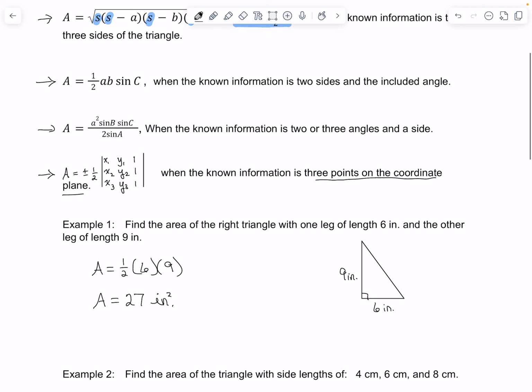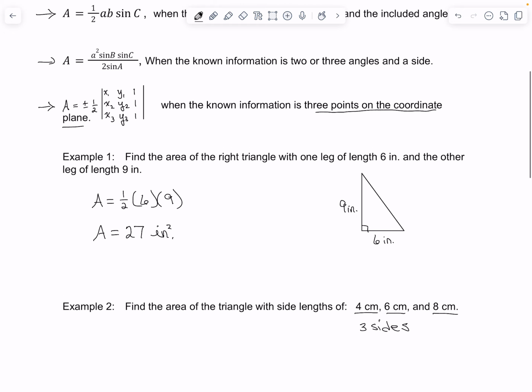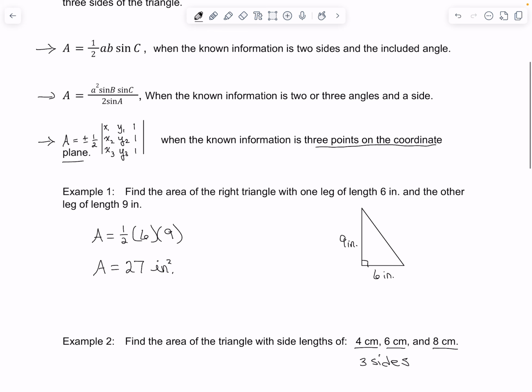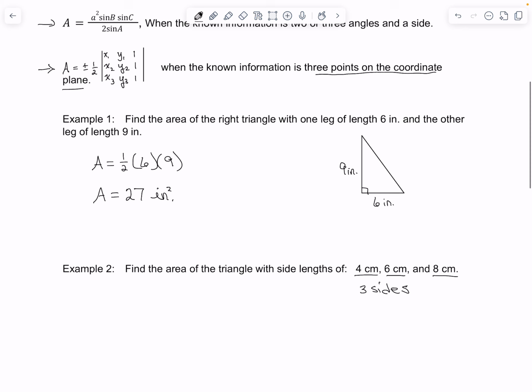Let's look at the next example. Here it wants us to find the area of a triangle with side lengths of 4 centimeters, 6 centimeters, and 8 centimeters. So here we have the 3 side lengths of the triangle. So for that one, we are going to use our formula that is Heron's formula. So remember, we're going to find the semi-perimeter first.